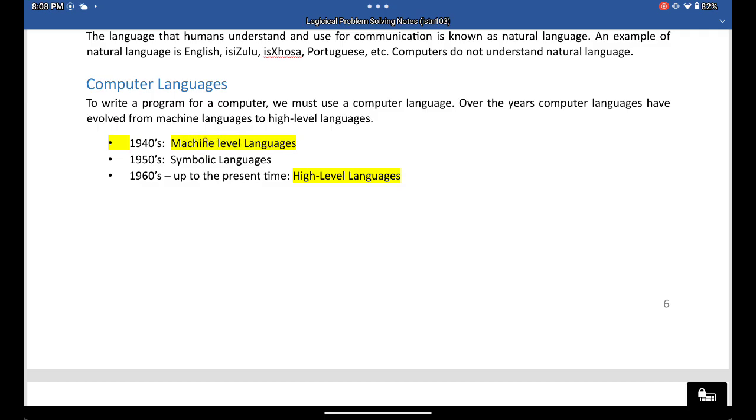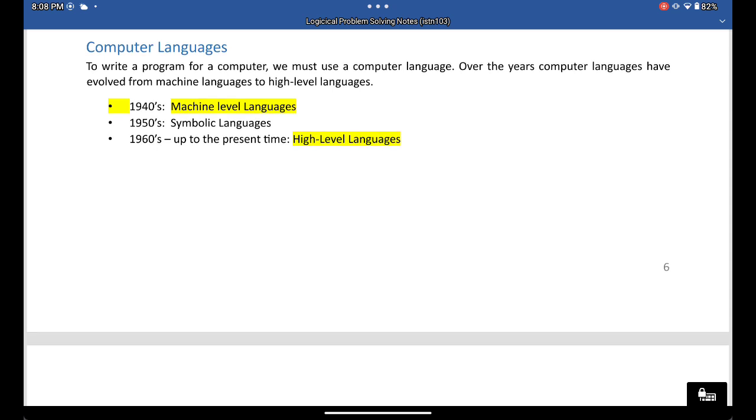Now, machine level language is low level language. High level language is high level language. Now, high level language means the level is how it can be understood by humans. High level, it can be easily understood. Low level, it cannot easily be understood, like machines. Now, 1960s is where everything changed. Up to the present time, we got introduced to high level languages.